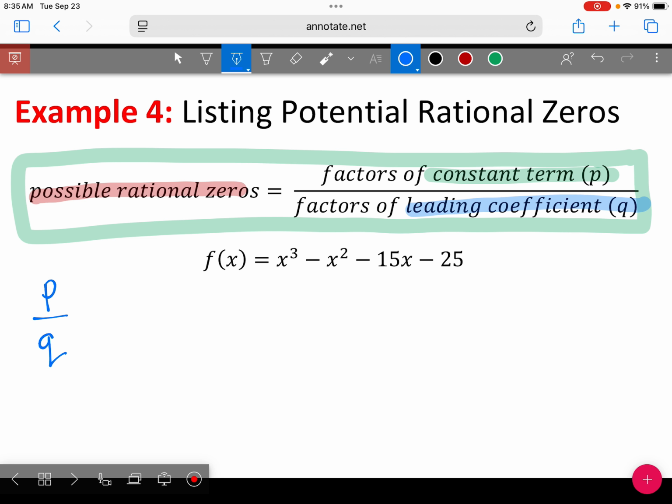So the possible zeros, you take the factors of your constant term and divide that by all of the factors of your leading coefficient. So for this example, P is 25. You ignore the sign. My leading coefficient is 1, which is Q.